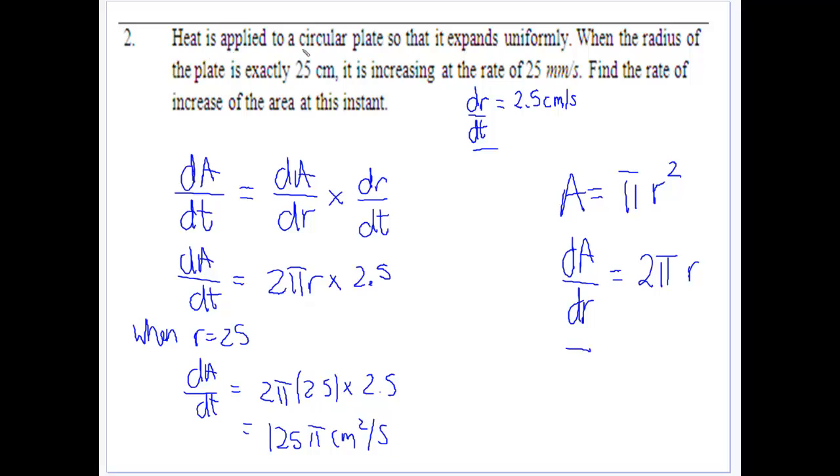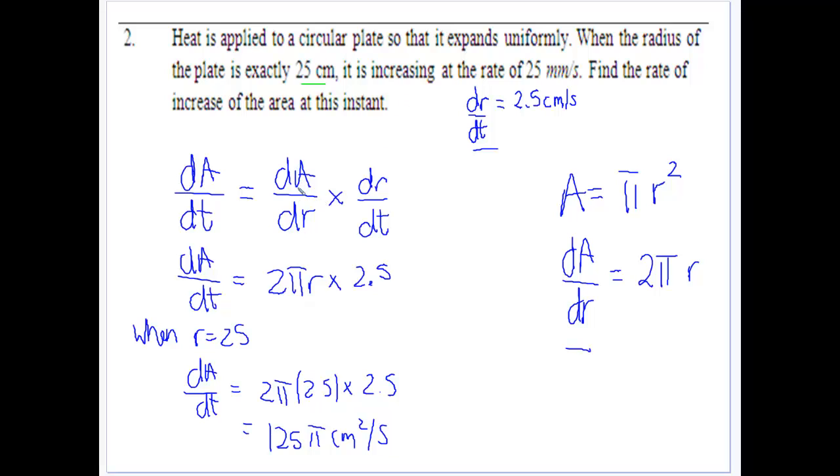This time we've got heat being applied to a circular plate, and as it expands uniformly, when the radius is 25 centimeters, it's increasing at 25 millimeters per second. What's the rate of increase of the area at that time? Okay, so to find the rate of increase of the area, we want dA/dt. But we haven't got any expressions in terms of time.